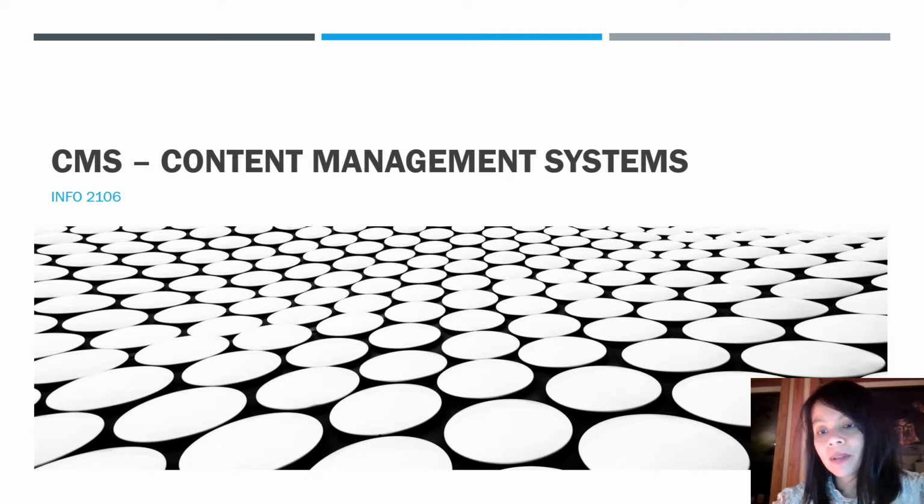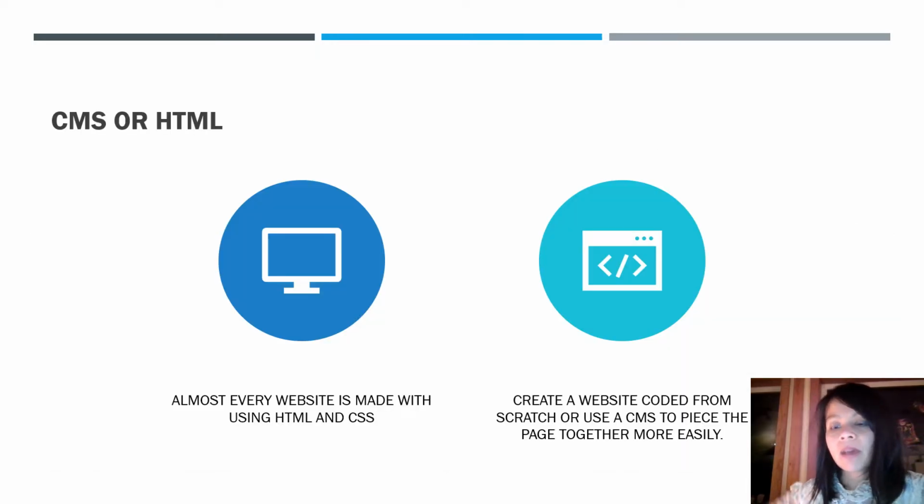To begin this course, we are going to first look into CMS, or Content Management Systems. Now you are already familiar with HTML, creating a website using HTML and CSS to basically create the website from scratch. We learned this in Info 2105. So using HTML and CSS, you can create a website, code it from scratch.